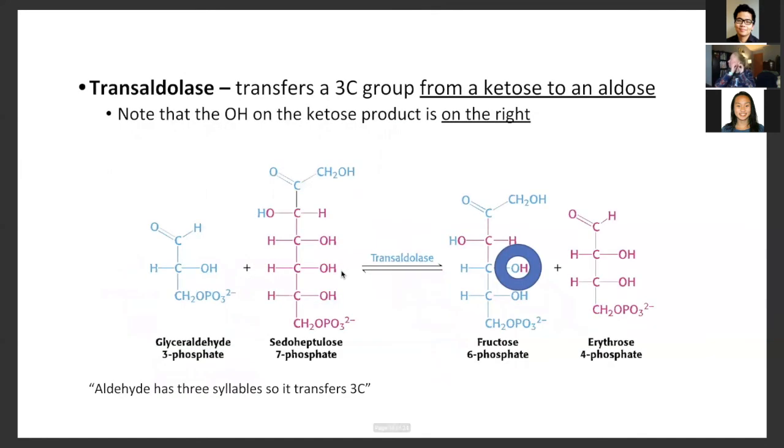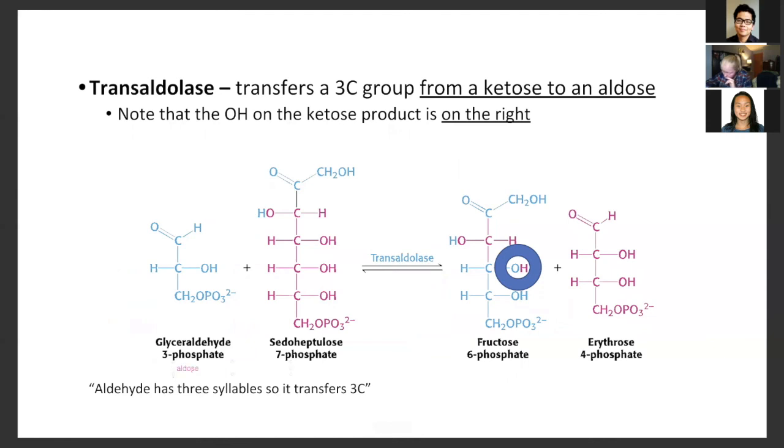The other problem is the transaldolase problem. When you use a transaldolase, it's the same mechanism with a little twist. For transaldolase, instead of 2 carbons, it's 3 carbons that are being transferred. And when you form an OH, you form it on the right. So when we look at this reaction again, we have an aldose on the left and ketose on the right.